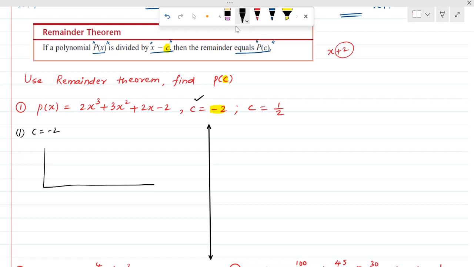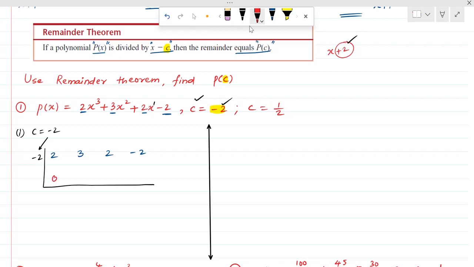So I want to check first: 3, 2, 1, 0. There is no missing term. So I will go with the coefficients. What are the coefficients here? They are 2, 3, 2, minus 2. And here I will take the value as it is. Why are we taking it as it is? Because it is given as c, not as a factor. Whenever it is given as a factor, change the sign. Whenever it is given as c, directly take the same value without changing the sign.